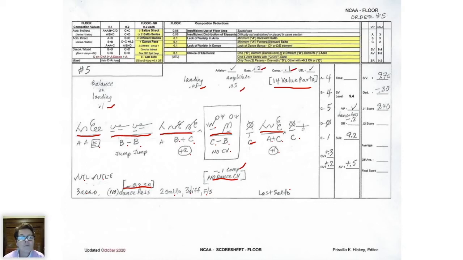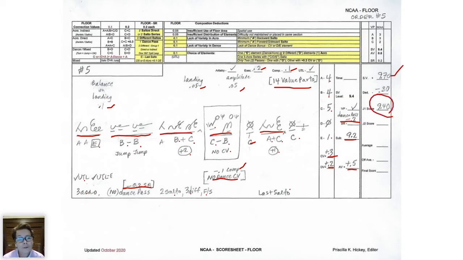So I go over here, I have 4 A's, 4 B's, 5 C's, 1 E for 3/10 in connection, 2 in DE for only 5/10. Now when I'm calculating, I take 2/10 off for lacking the dance pass. It goes down to a 9.2. And then I go up 5/10 and I get a 9.7 start value. Take off 3/10 and I get an average of a 9.4.